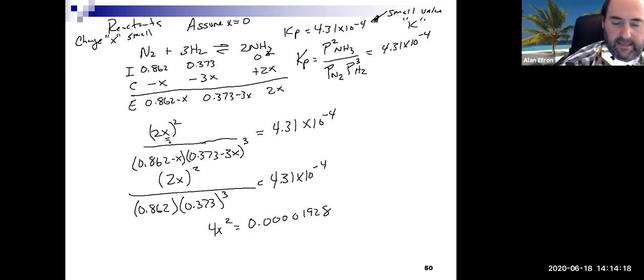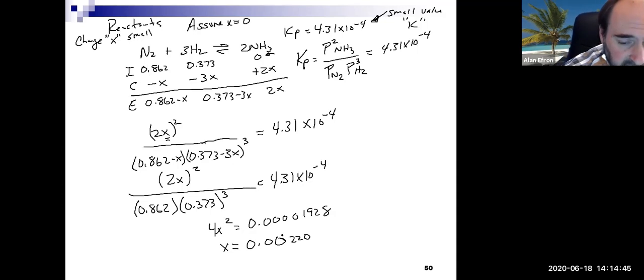All right. So I think we want to then divide by 4, do a little square root action on it. And we will hopefully get an answer when it's all said and done. X should equal 0.00220, we'll call it. First off, any questions on that part of it?